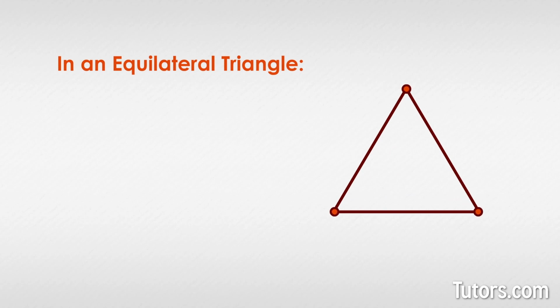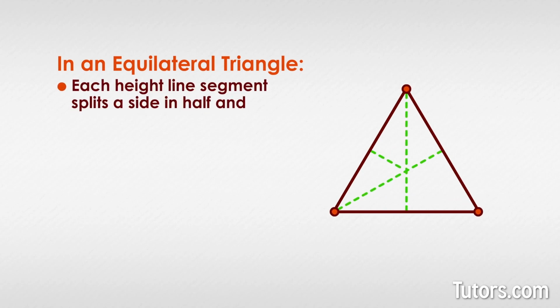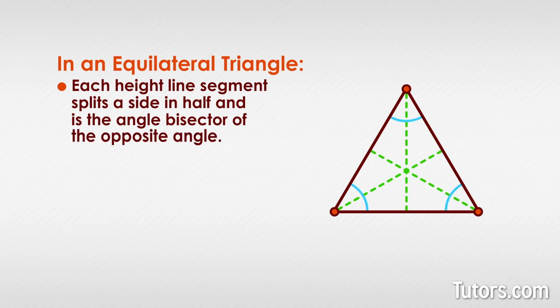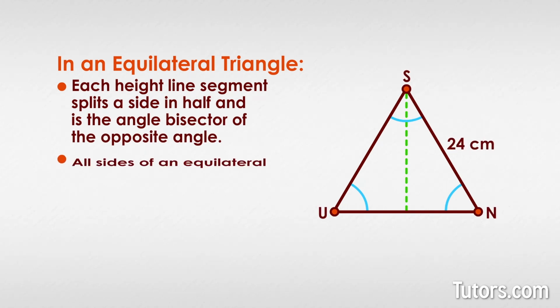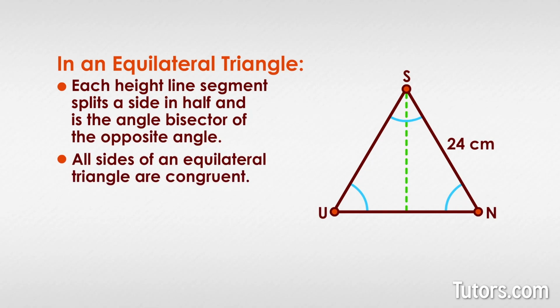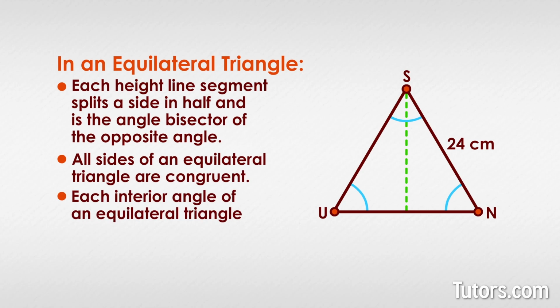In an equilateral triangle only, each height line segment splits a side in half and is the angle bisector of the opposite angle. Here is the equilateral triangle SUN. It has one side labeled 24 centimeters. Since all sides of an equilateral triangle are congruent, we know each side of triangle SUN is 24 centimeters. And we also know each interior angle of an equilateral triangle measures 60 degrees.